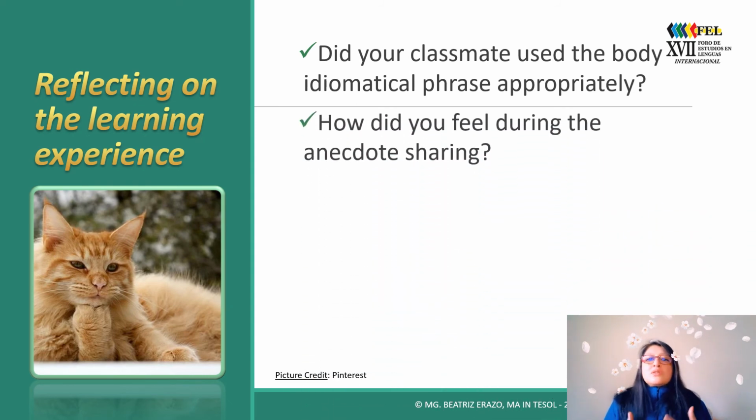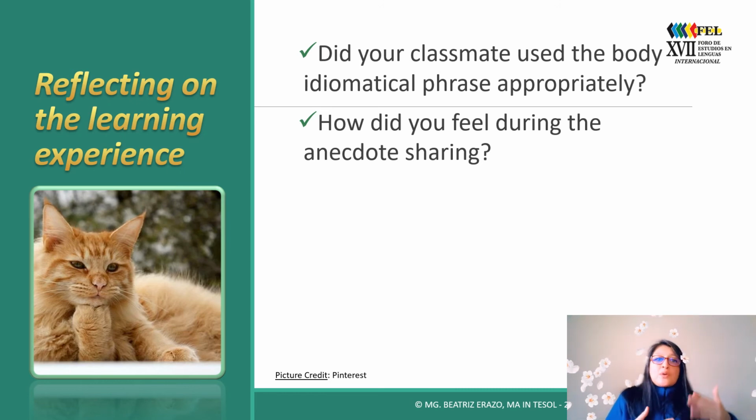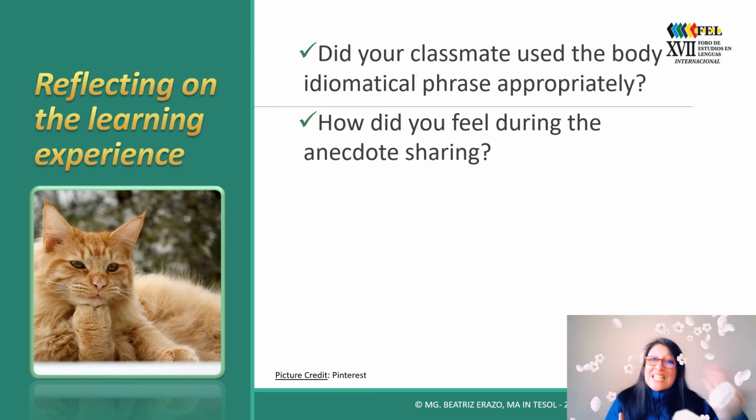You can also ask them about their feelings, right? Their feelings while they were telling their anecdote or while they were listening to a classmate's anecdote. Maybe something resonated with them. It's important to talk about how they felt during the experience.